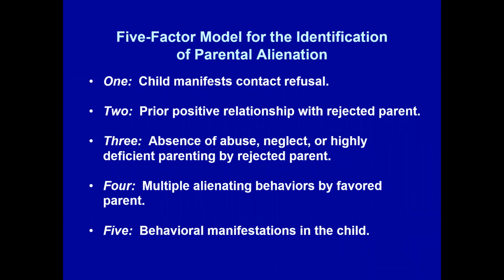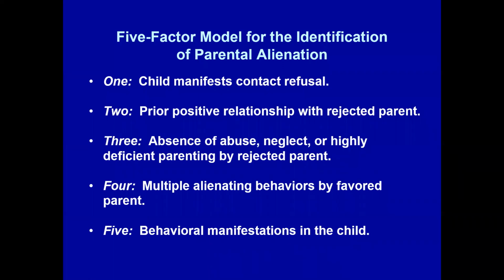Another one is that previously the child had a good relationship with that parent. So in the past, before all the problems happened, the child and that parent had good times together. The third of these 5 factors is the absence of abuse, neglect, or highly deficient parenting. In other words, the child's rejection is not justified by anything that parent has done.